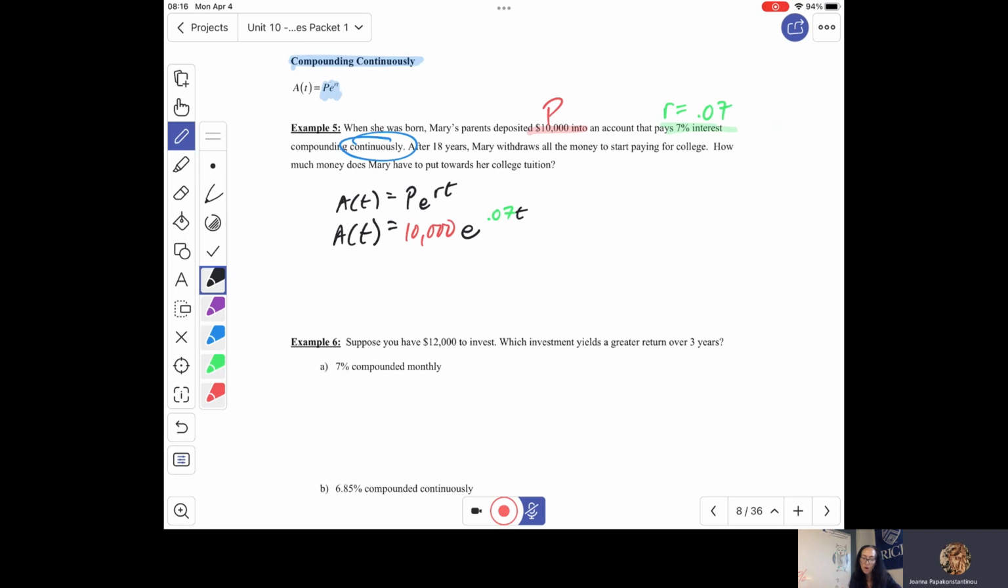So if I want to know how much money she has after 18 years, what does that 18 represent in our formula? Time, t, right? So I want A of 18. So I just substitute in 18 for t. And what do you get? Tell me.